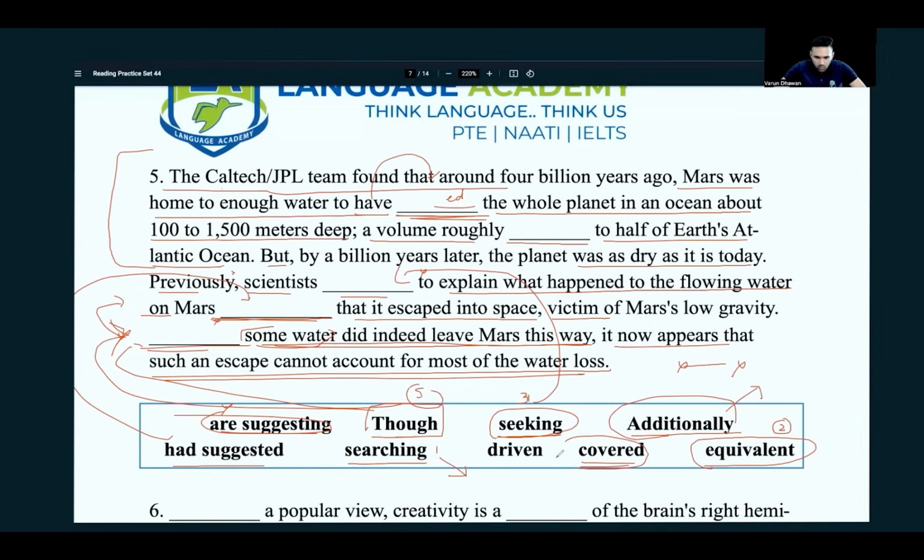To have covered the whole planet in an ocean about 100 to 1500 meters deep, a volume roughly equivalent. Equivalent is the second answer. But by a billion years later, the planet was as dry as it is today. Previously, scientists seeking, meaning trying to explain what happened to the flowing water on Mars, had suggested is answer number four. They had suggested that water went into space. But now, though some water actually left Mars this way, it cannot be the reason for the total disappearance of water.